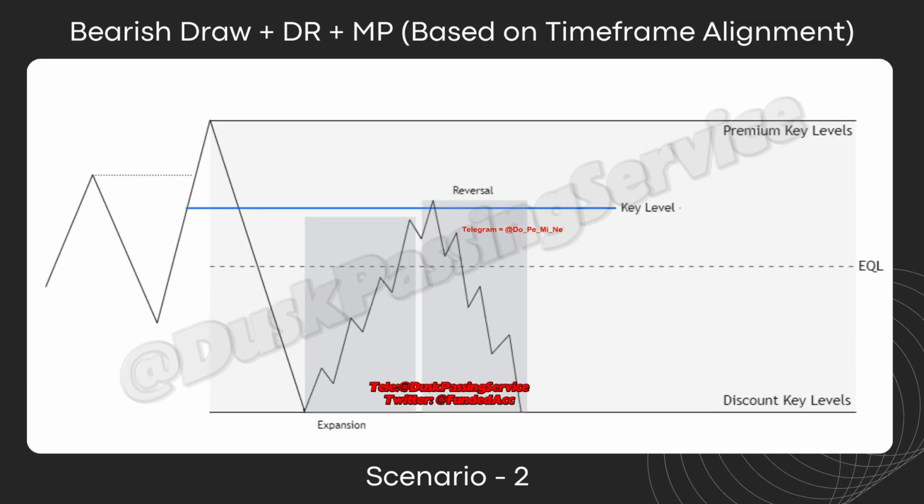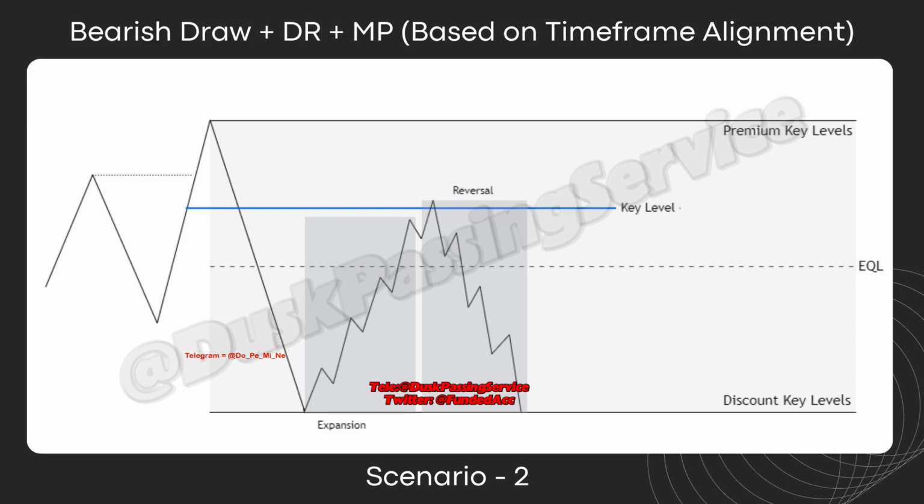Now another scenario we can have in a bearish market condition is when price has a lower time frame expansion straight away to a higher time frame premium key level inside a higher time frame bearish dealing range, right? Then in that case we'll have a proper reversal, which will look like an expansion on the higher time frame because now we've properly rebalanced the range and we can continue going lower.